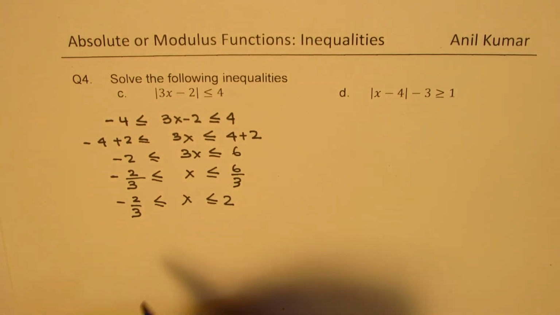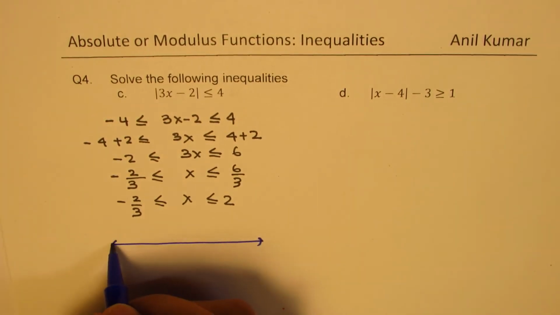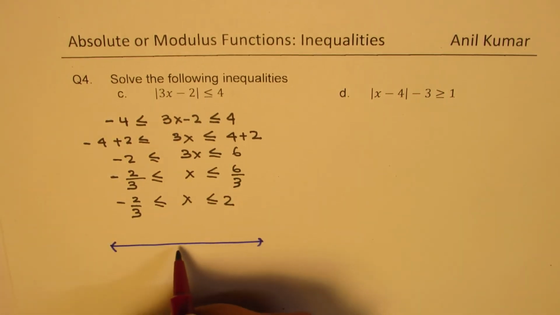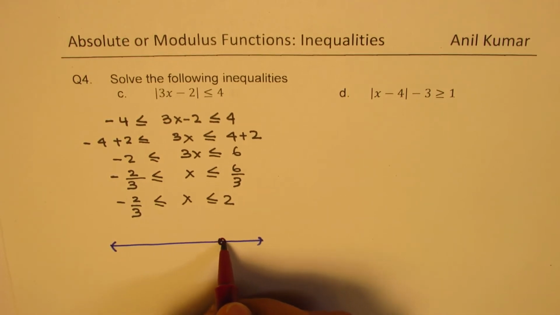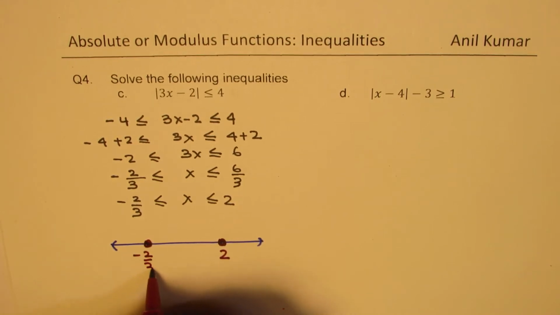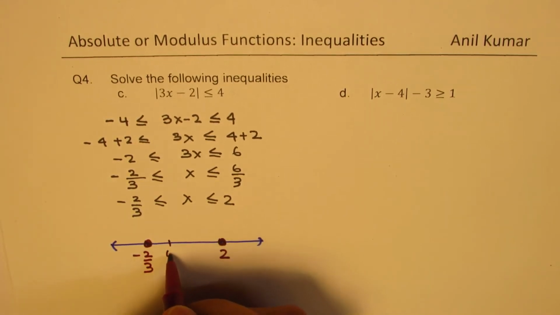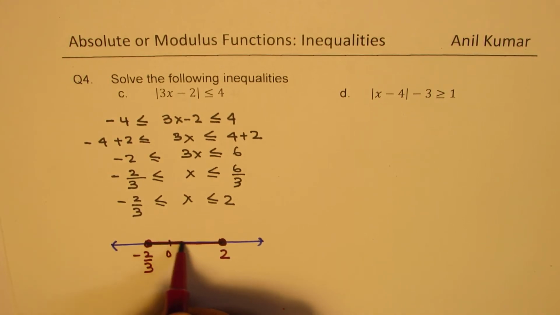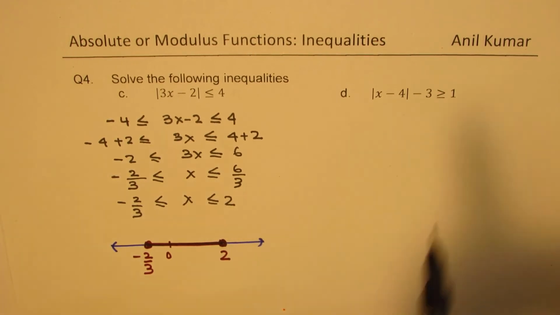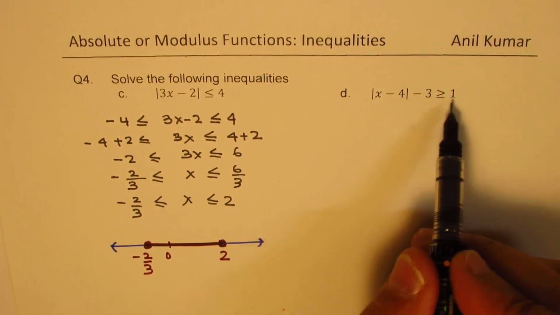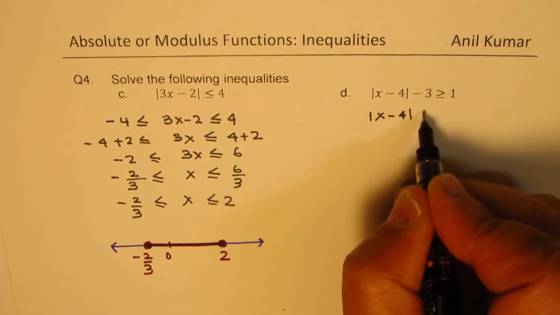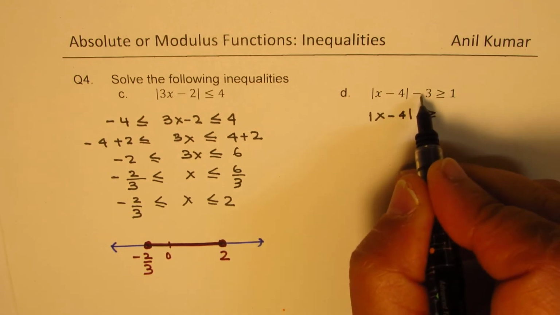You could always show this solution on a number line, which is not a part of this question. We have solved the inequalities, but you could represent this between 2 and minus 2 over 3, correct? So that becomes the solution for this particular inequality. Now the second one here involves some intricacies. First, it is greater than or equal to, so you have to be careful. Let's rewrite this as absolute value of x minus 4. Taking 3 to the right side makes it 1 plus 3, which is 4.